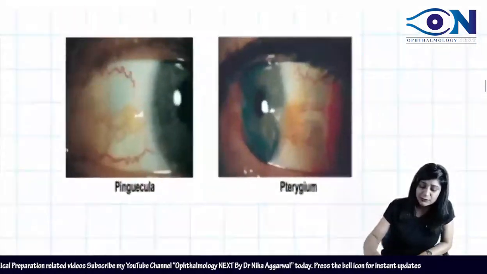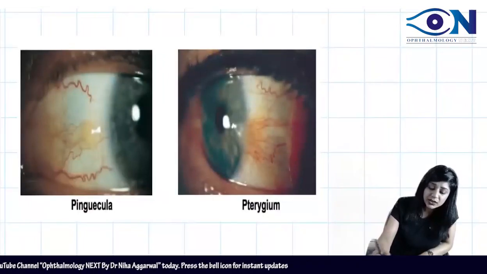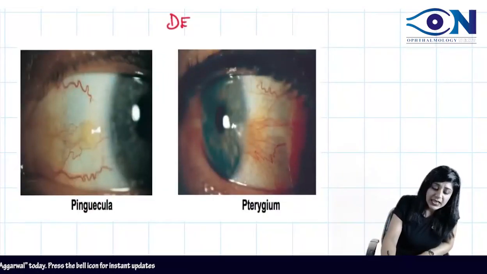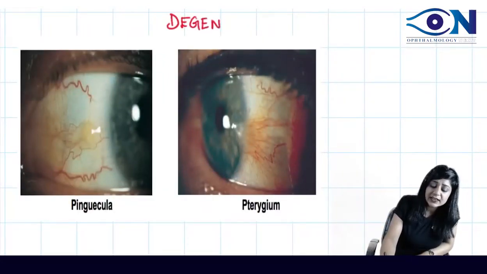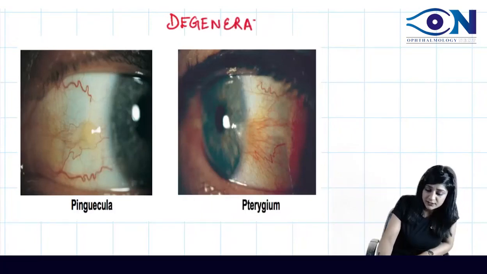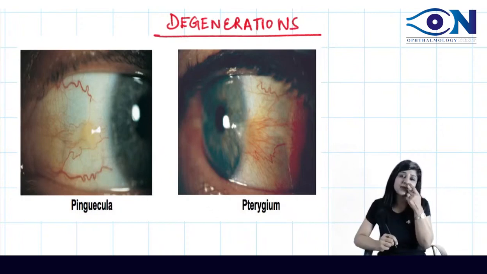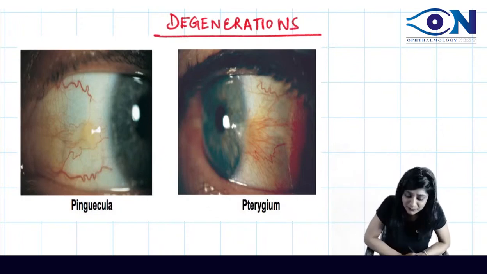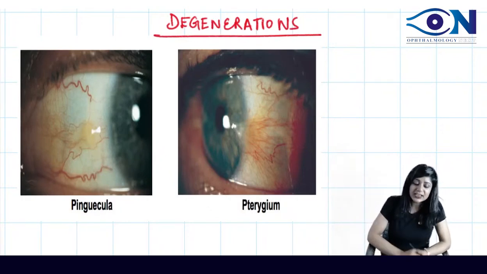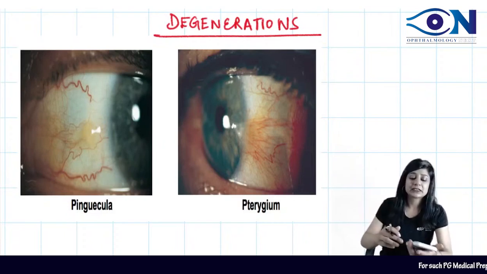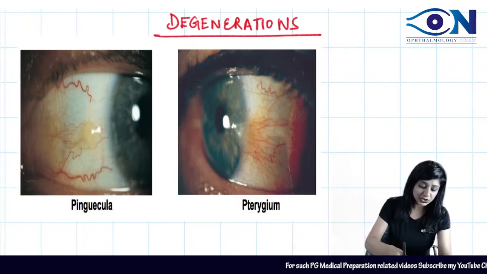Now we finally come to the degenerations, and this is again the showstopper, I can say, because a conjunctiva question is definitely coming from degenerations. So conjunctival degenerations are found in the substantia propria.